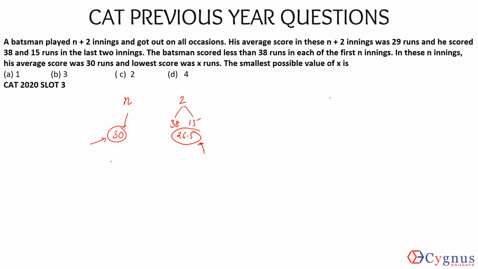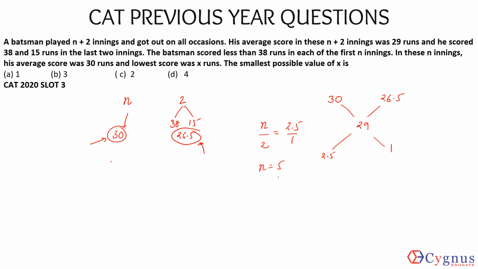So can we apply the method of alligation here? My average is 30 for the first group. Second group, it's 26.5. And the overall average is 29. When you simplify this, what do we get? 1 here, and this is going to give you 2.5. So can we say this ratio, N by 2, the number of matches played in the first group to the second group, must be equal to 2.5 by 1? So it shows that N is equal to 5.